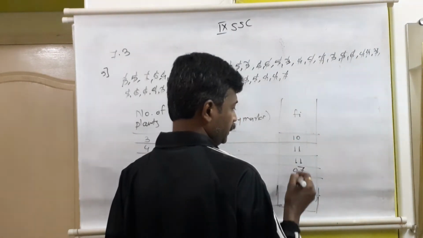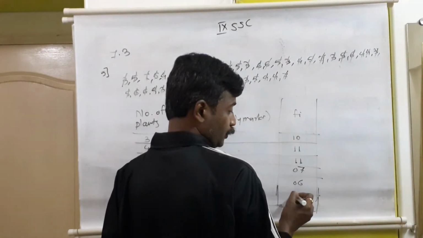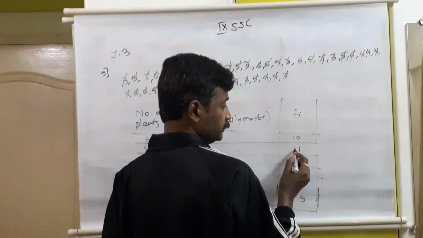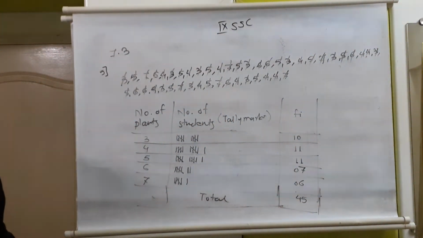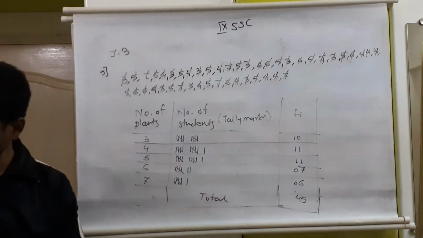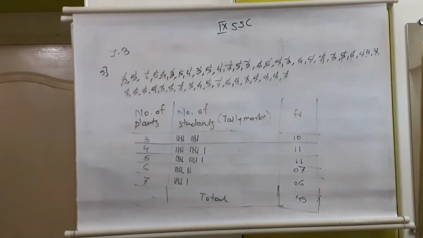So 5 carry 1. 1 is carried forward, so 1 plus 1, 2, 3, 4. Total 45. So here the total number of plants planted by these children is 45.